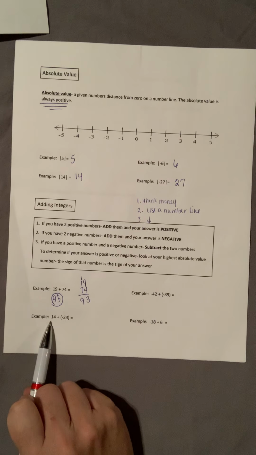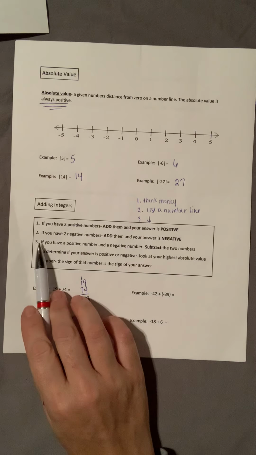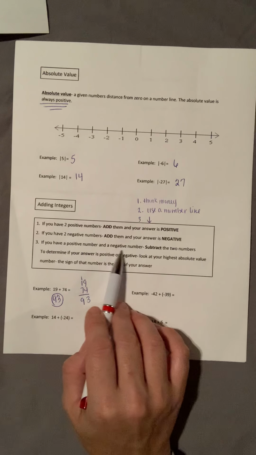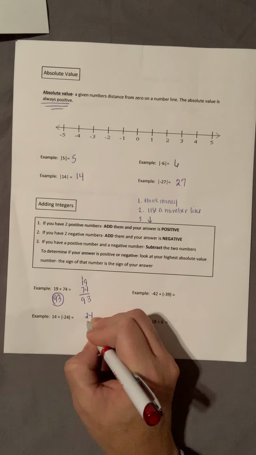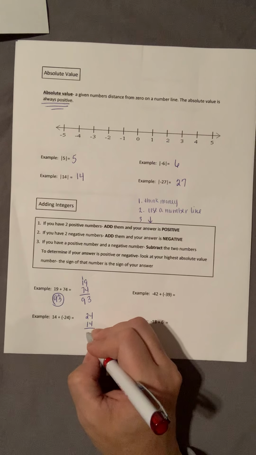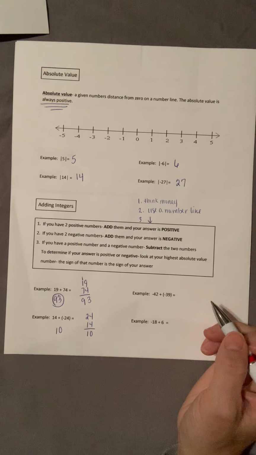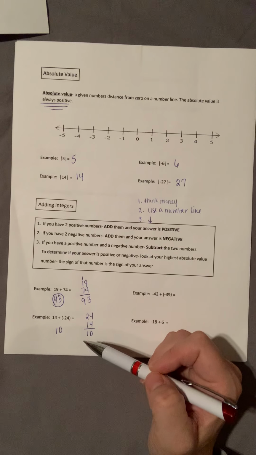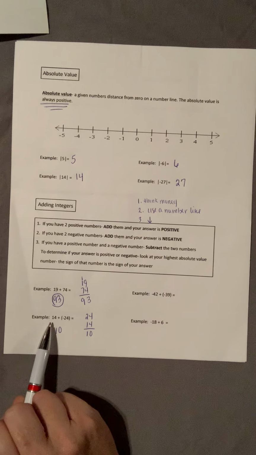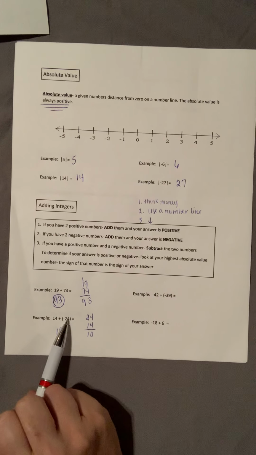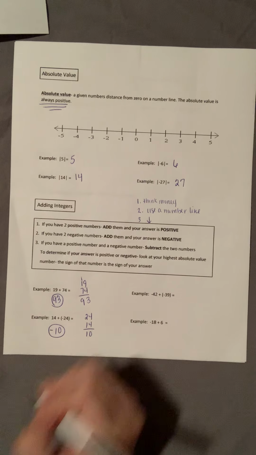This one, I have a positive number and I'm adding a negative number. So I have a positive and a negative. That's rule number 3. If you have a positive and a negative, subtract the 2 numbers. So I'm going to subtract the 2 numbers, taking the highest minus the lowest, and I get 10. Now to determine if your answer is positive or negative, you're going to look at your highest absolute value number. So that means you're going to look at both of these as if they were both positive. So positive 14, positive 24, this one would be bigger. Well, since this one is negative, your answer is negative.